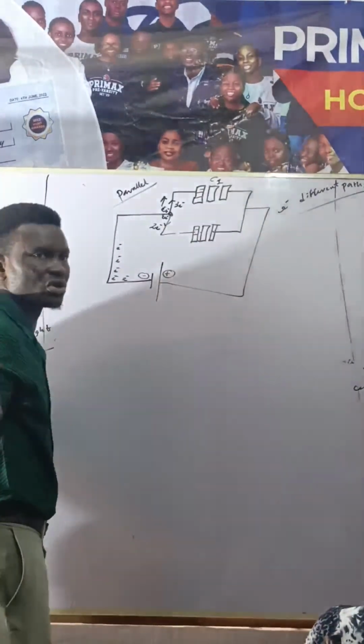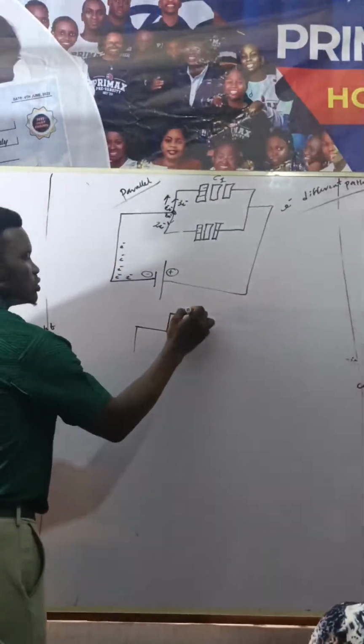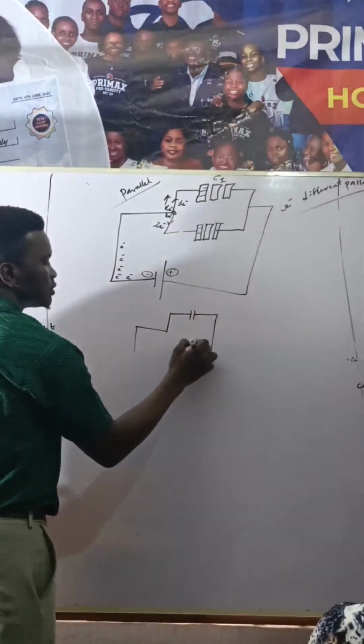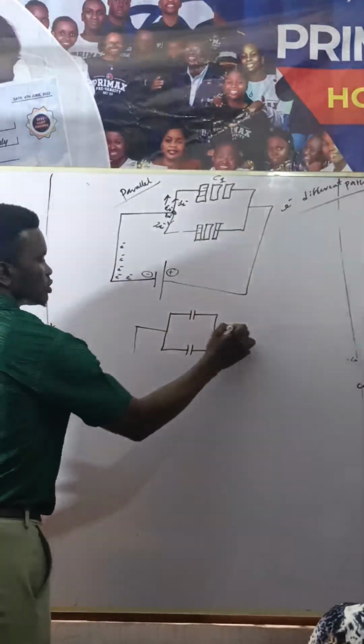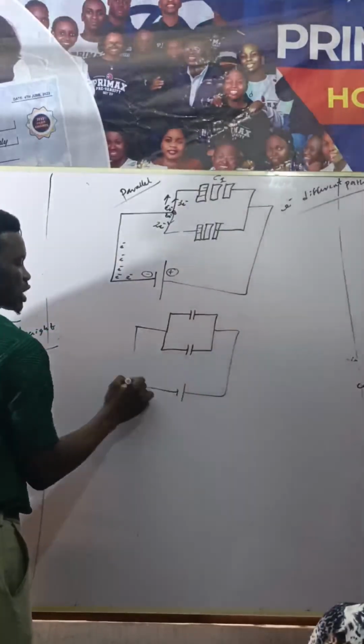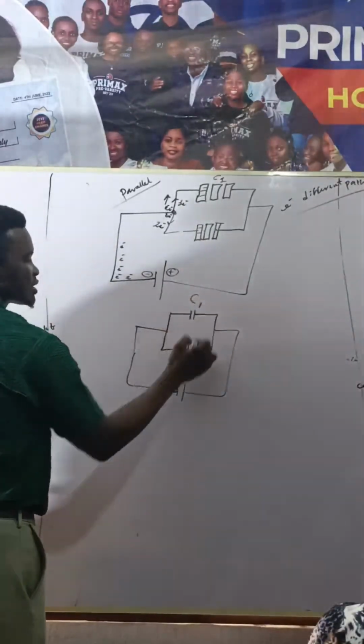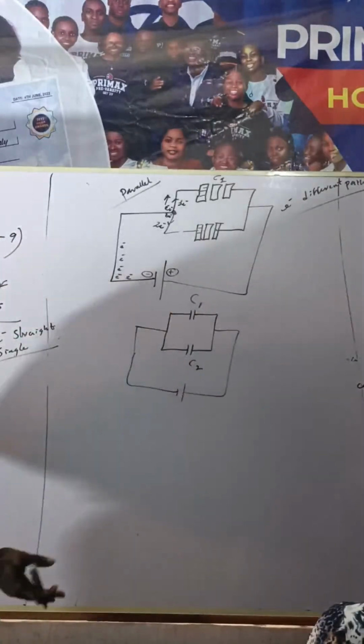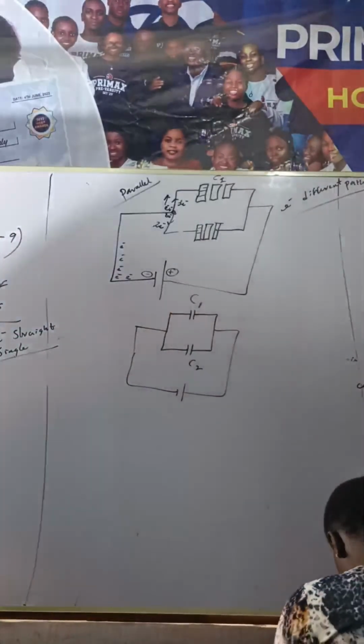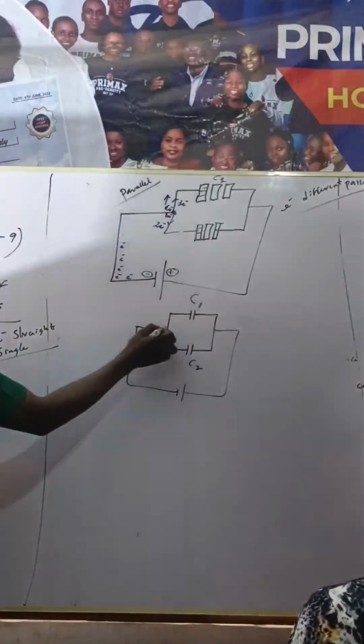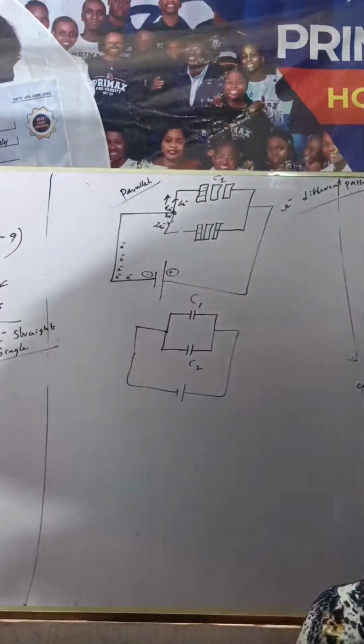So in your questions, this is what they do for you. They will just put C1, C2, and they will ask you to calculate the effective capacitance. Look at these two. Are they in parallel or in series? Parallel. The moment you notice a junction, do you get that?